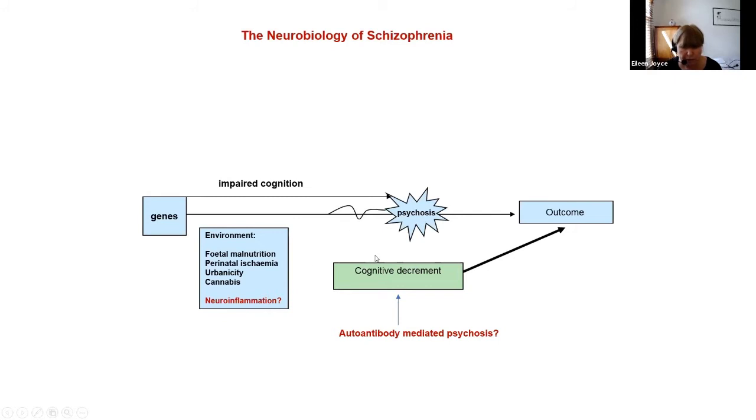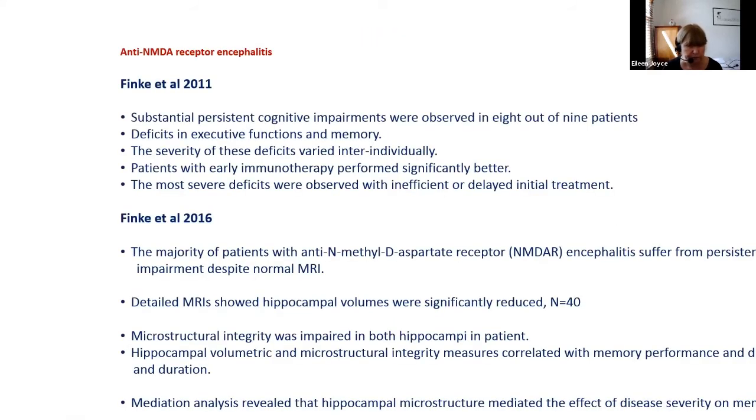So what might be explaining then this cognitive decrement that we also see in a subset of patients during the transition to psychosis? Well, here we're in the realms of speculation, but one possibility is that this is autoantibody-mediated psychosis, at least in a subset of the patients, and those patients that we are studying with early psychosis. What do we know about the effect of, for example, anti-NMDA receptor encephalitis on cognition?